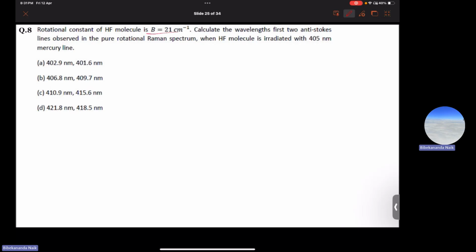The value of the rotational constant of the HF molecule is given. So we need to find the wavelength of the first two anti-Stokes lines, which appear when the HF molecule is irradiated with the mercury line of wavelength 405 nanometer. I'll give a few minutes to try this question. Then after some time, I'll discuss how we will solve it.